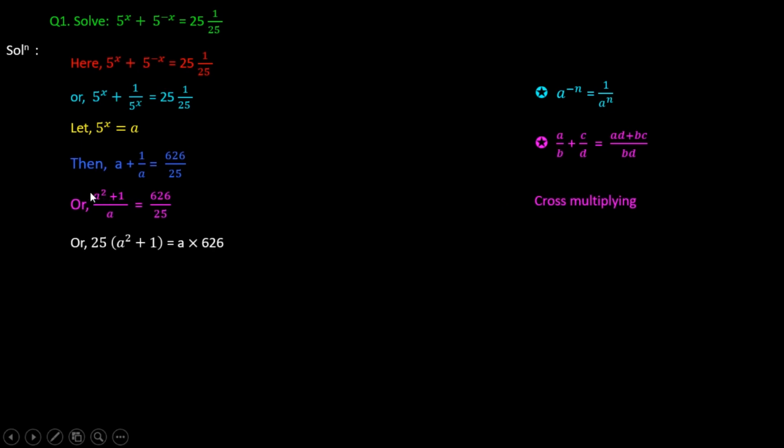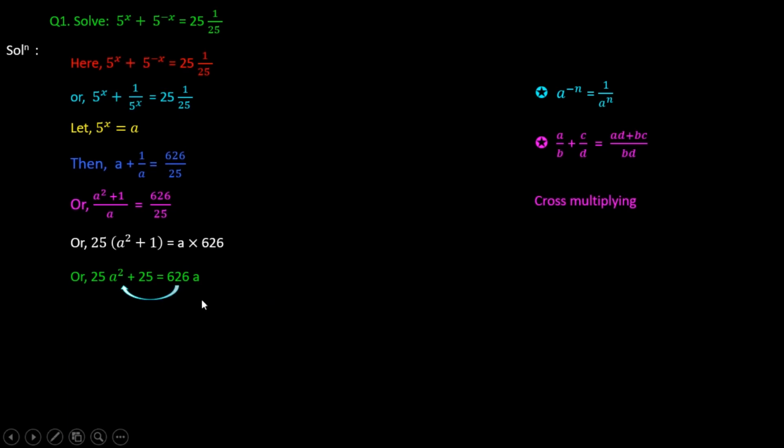25 I have taken on this side, so 25 times a square plus 1. You have to multiply 25 with all of a square plus 1, and a goes on the right side with 626, so we can write a times 626. Then you have to open the bracket, multiplying 25 inside the bracket. First 25 is multiplied with a square, and then 25 with 1. So 25 times a square is 25 a square, 25 times plus 1 is plus 25, and 626 times a is 626a.